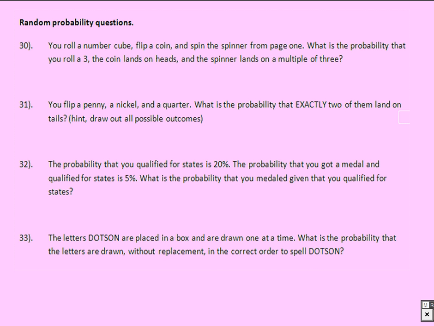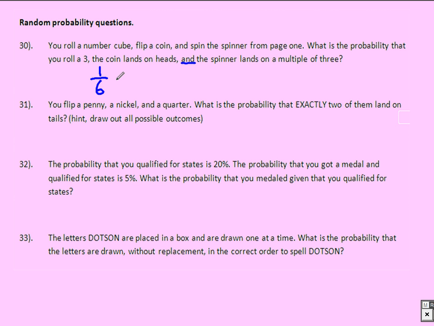All right, the last one's random probability questions that you have to answer. So the first one, you're rolling a number cube, flipping a coin, and spinning a spinner from the first page. What's the probability that you roll a 3, the coin lands on heads, and the spinner lands on a multiple of 3? So we'll go one at a time. Probability that you roll a 3 is 1 out of 6.